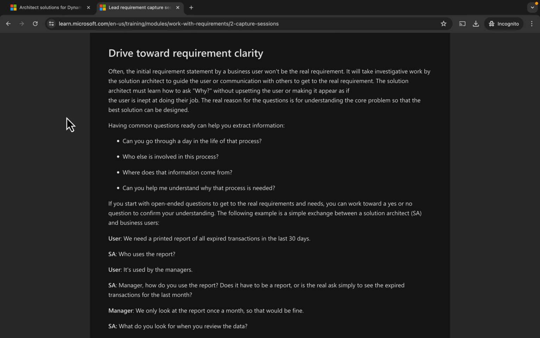Drive toward requirement clarity. Often the initial requirement statement by a business user won't be the real requirement. It will take investigative work by the solution architect to guide the user or communication with others to get to the real requirement. The solution architect must learn how to ask why, without upsetting the user or making it appear as if the user is inept at doing their job. The real reason for the question is for understanding the core problem so that the best solution can be designed.